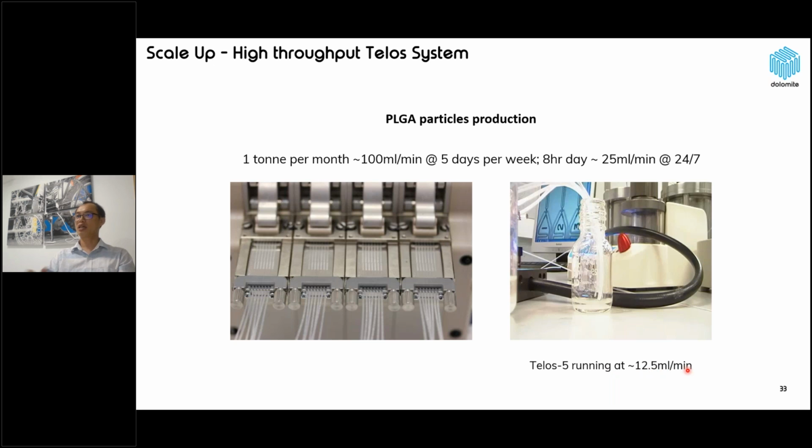So it means that they can do a production rate of up to half a ton per month using the 5 Tera chip.